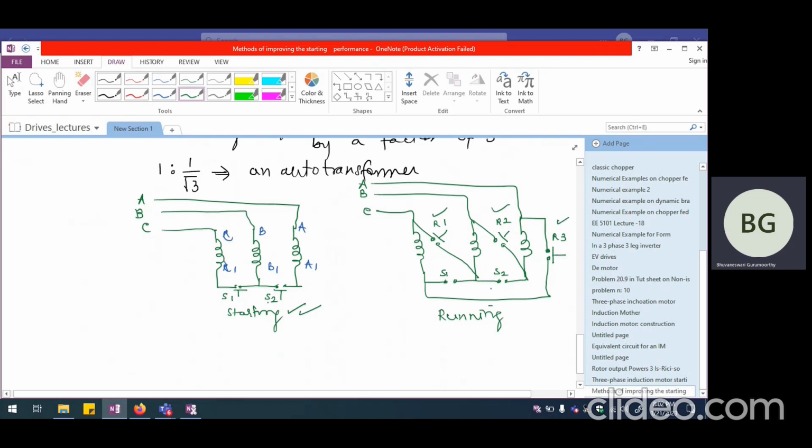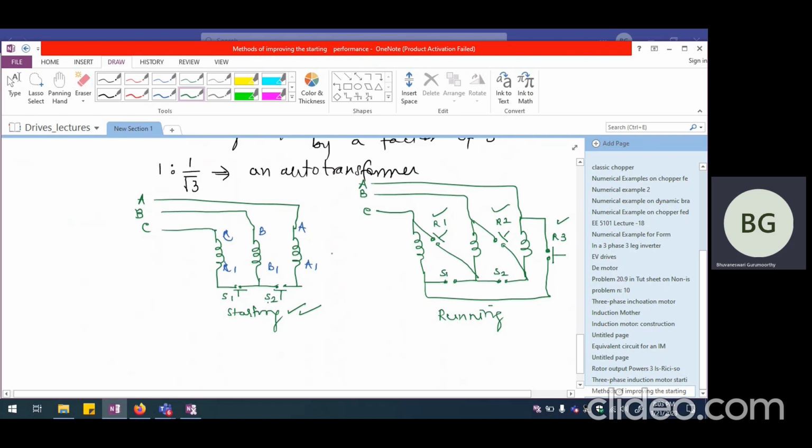Generally, this will be done after a little bit of time delay. Maybe it will take about 10 seconds or 12 seconds. And after a certain time delay from starting condition, the switches will be opened, and the running switches will be closed, and the induction motor will continue to run further.